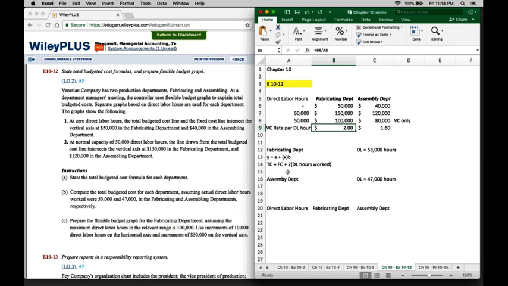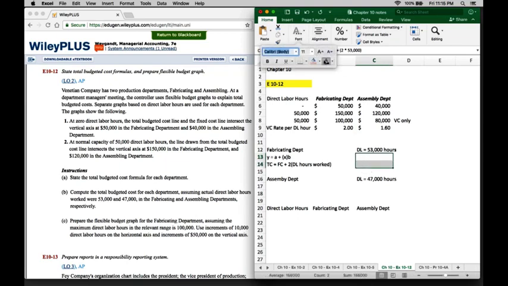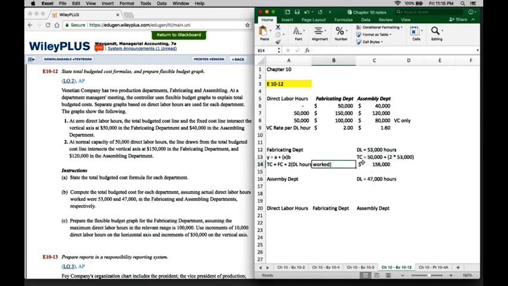Now that I know this formula, in part B they've asked you, if the hours are 53,000 hours, what would the cost be? So I'm going to write that down over here and show you. Total cost equals 50,000 as a fixed cost plus 2 times 53,000 hours. That'll give me a total of 156,000. That's going to be the cost for the fabricating department.